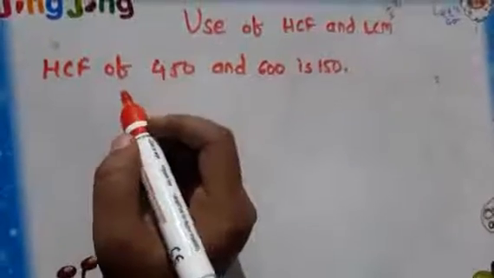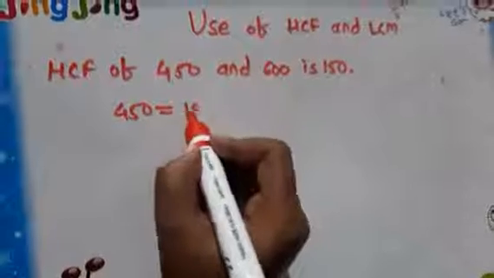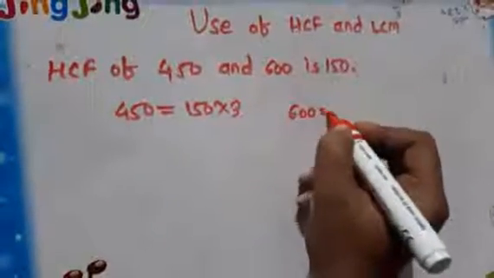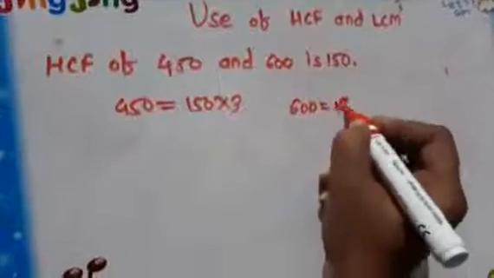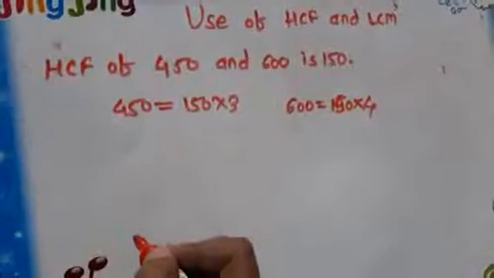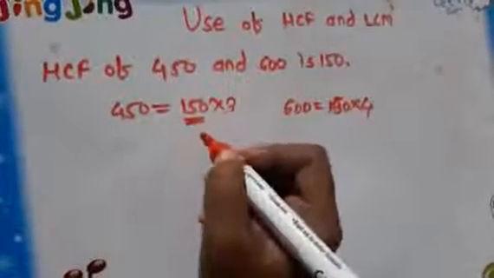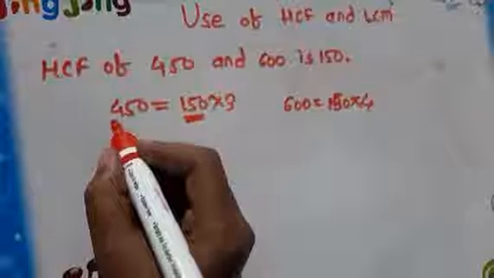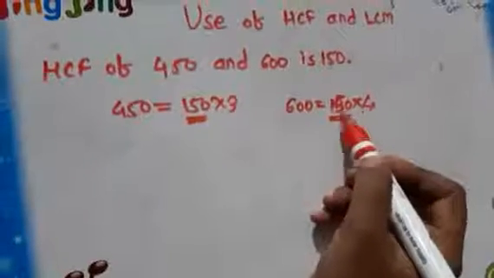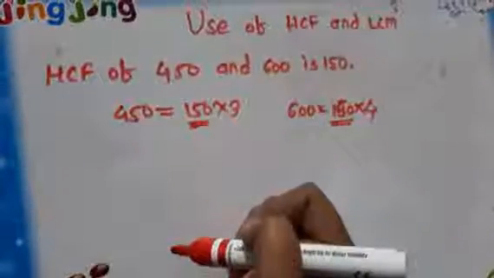So this number 450 we can write as 150 into 3, and 600 can be written as 150 into 4. Now after this we can calculate the value of every 150 gram in the 450 gram bottle, and the same 150 gram value in the bottle of 600 gram. So for this bottle we will see first.